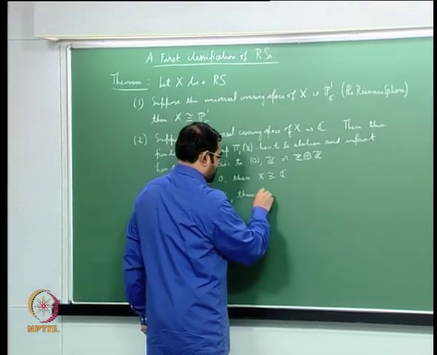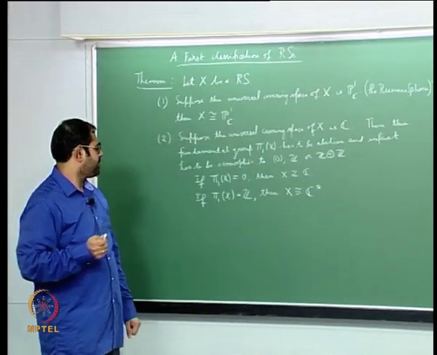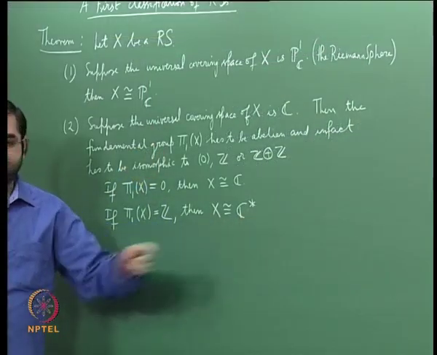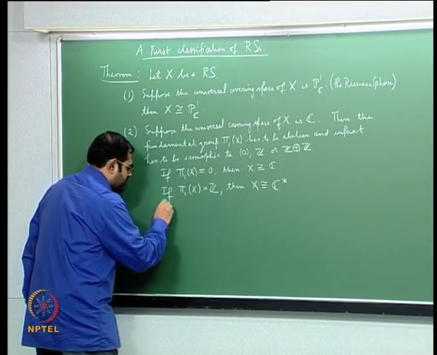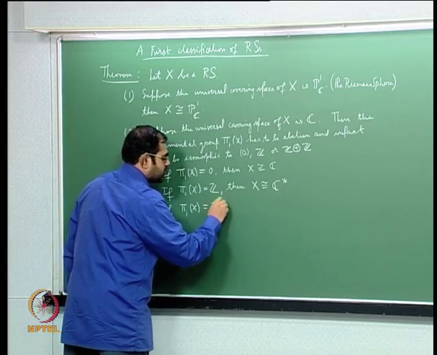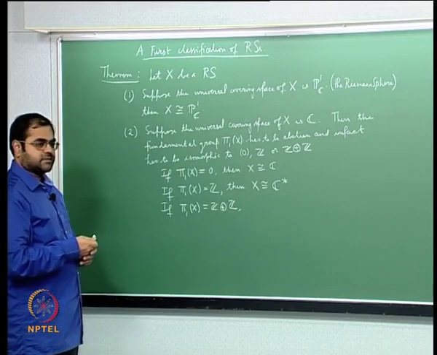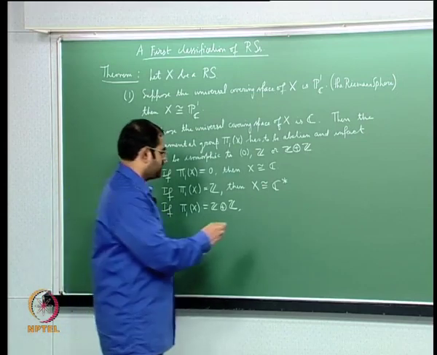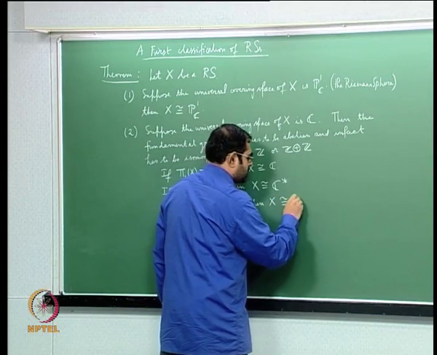So then X has to be just C star, okay, and of course you know the first fundamental group of C star is Z. And the other possibility is that if the first fundamental group of X is Z direct sum Z, then X has to be isomorphic to a complex torus.